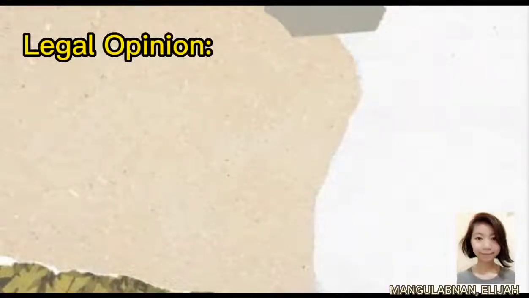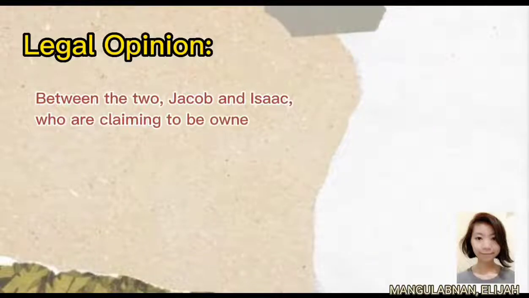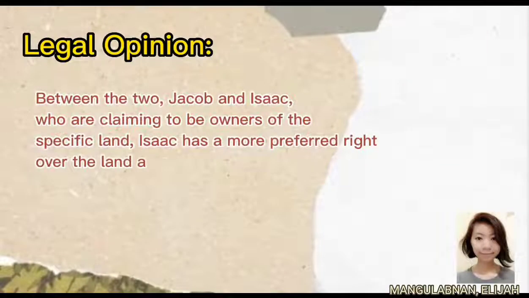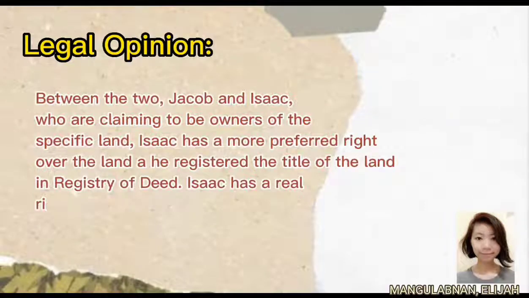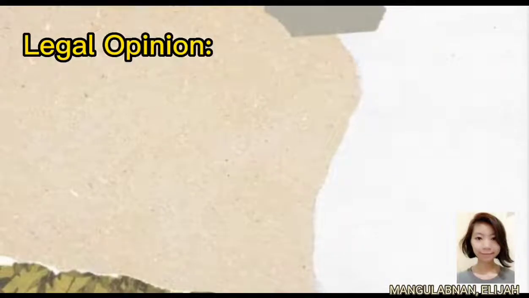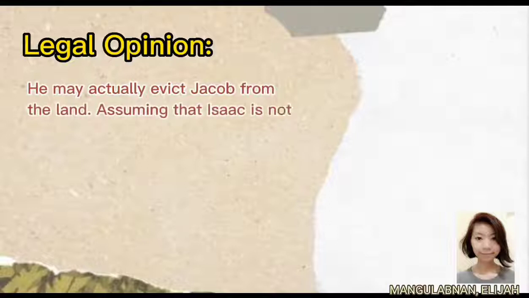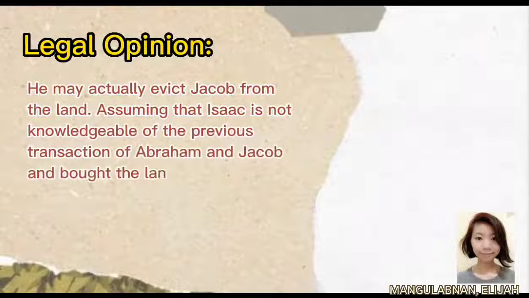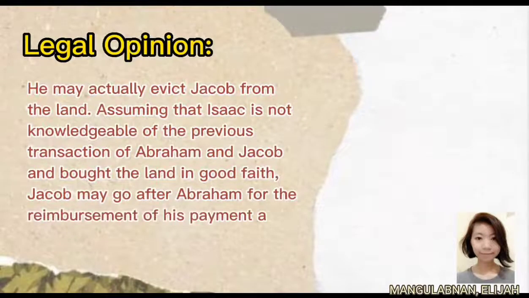So the legal opinion is, between the two, Jacob and Isaac, who are claiming to be the owners of the specific land, Isaac has a more preferred right over the land as he registered the title of the land in the Registry of Deeds. Isaac has a real right over the land since he is in possession of the title of the land. He may actually evict Jacob from the land, assuming that Isaac is not knowledgeable of the previous transaction of Abraham and Jacob and bought the land in good faith. Jacob may go after Abraham for the reimbursement of his payment and claim for damages.